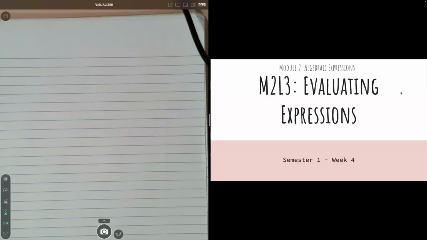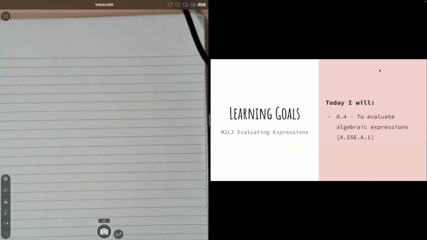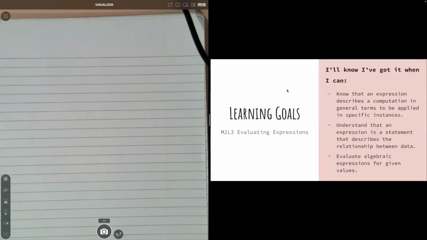Okay, Module 2, Lesson 3, Evaluating Expressions. The learning goal here is to evaluate algebraic expressions. How you'll know you've mastered today's content is you'll know that an expression describes a computation in general terms to be applied in specific instances.